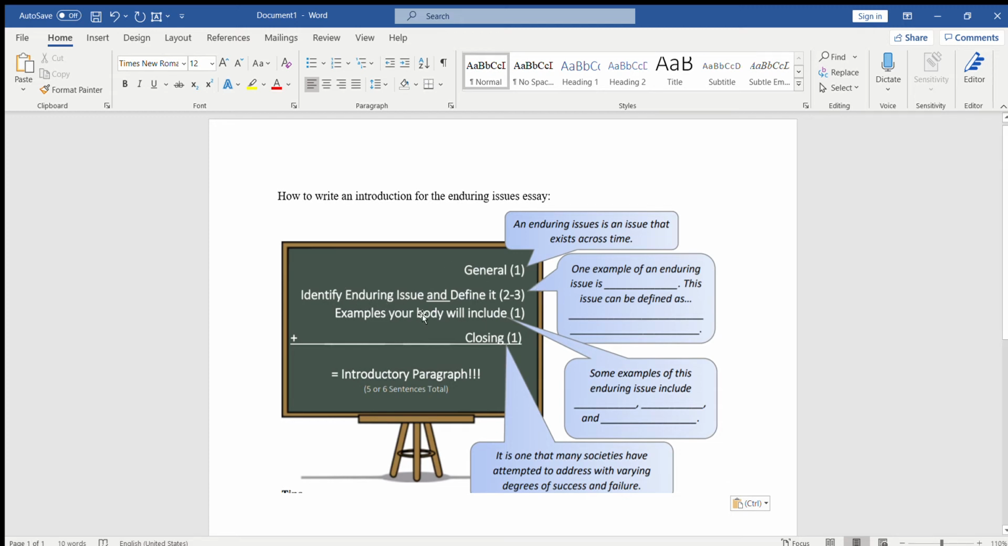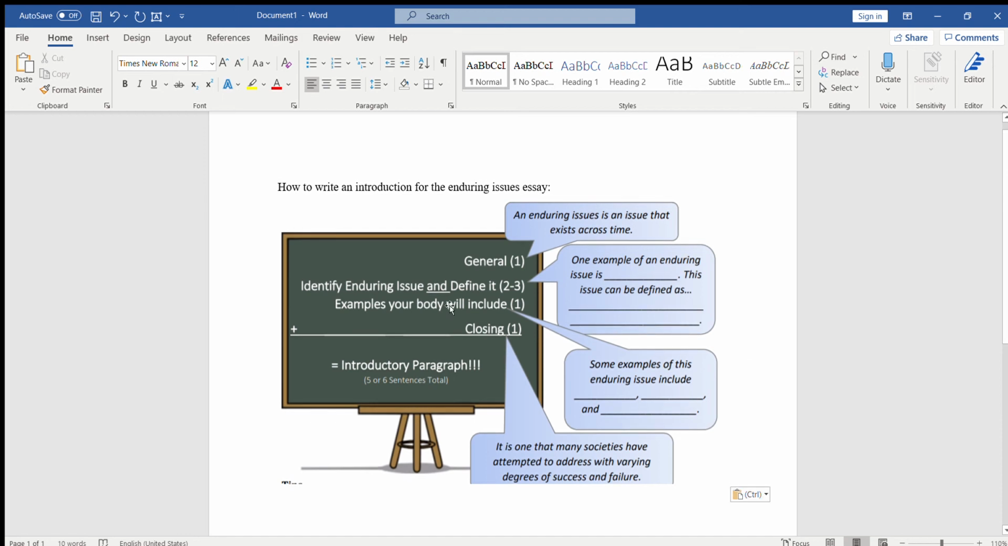So the second part is you identify your enduring issue and you define it. So you can start with: one example of an enduring issue is interconnection. This issue can be defined as, and then you define it not with the definition that I provided for you all, because it differs from document to document. So if I were you, I would define it keeping in mind the documents that you're using. So don't say interconnection is when two people make an alliance and it benefits the country if that has nothing to do with the documents you are using. Do a general definition of that problem or that issue that you're using related to the three documents, and then you finish that part.